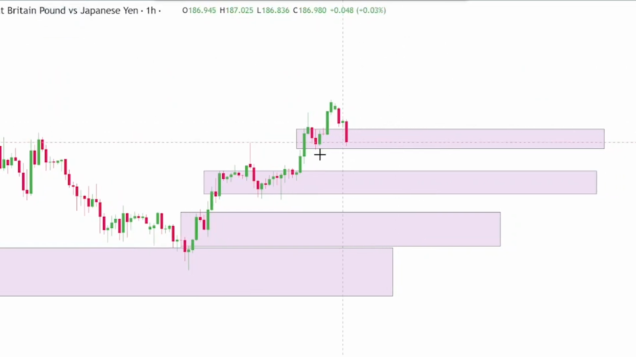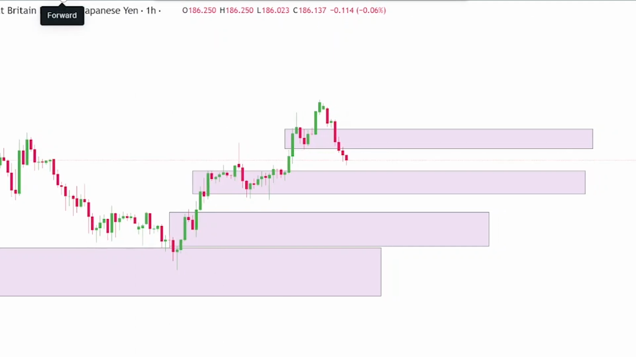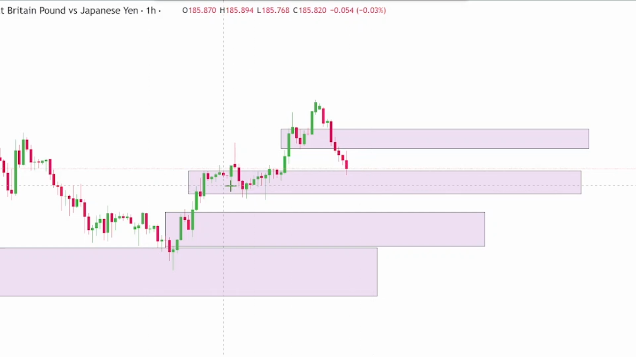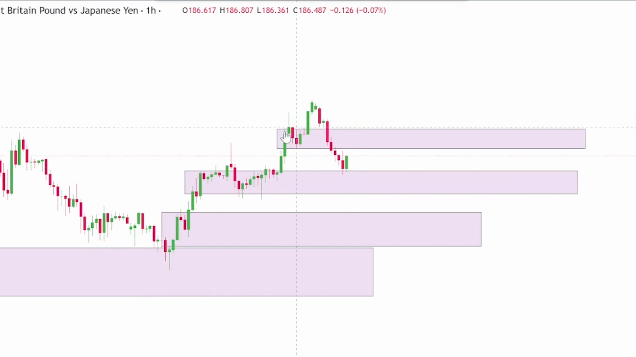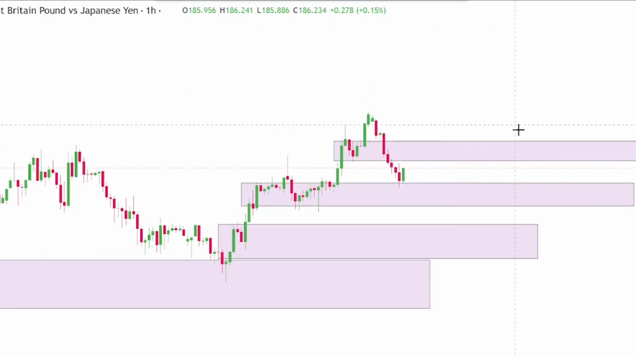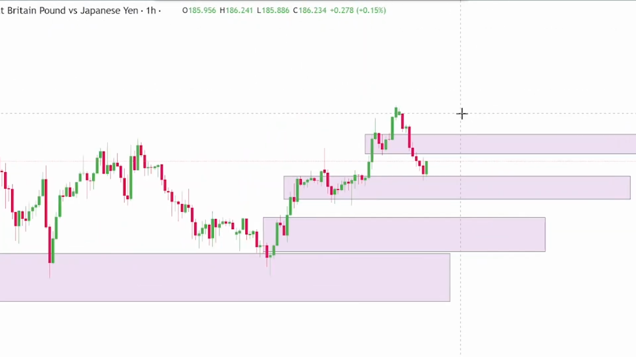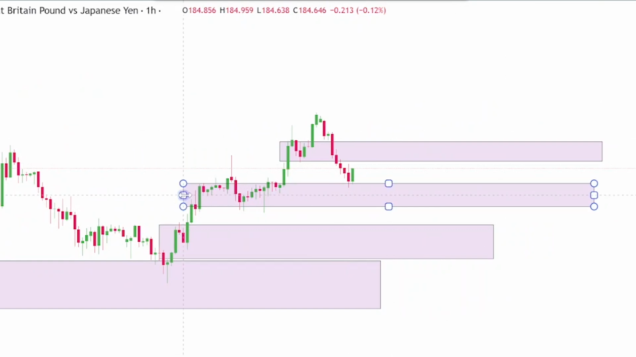So we are moving down from this area. Let's see if we can reject from there. Okay, we are still moving down. So we have an opportunity to be buying from this area. Let's see. So we got this candle with a bullish engulfing. So now what we are expecting is that the market will continue in the upside.